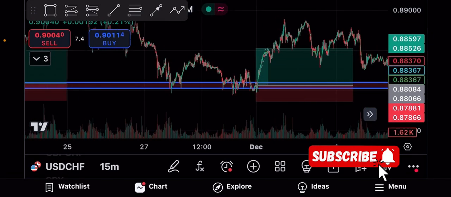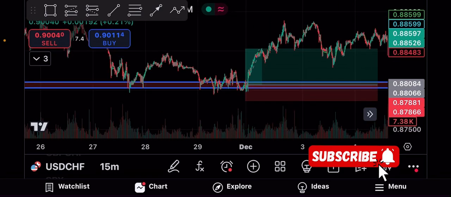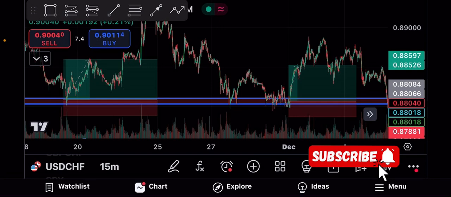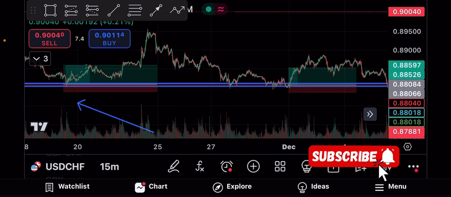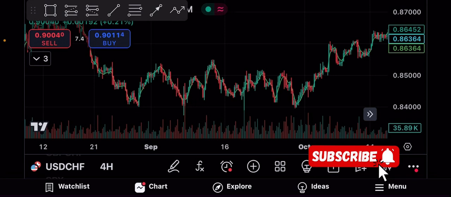So here, as you can see, if you took an entry here as a buy, you would have gotten out somewhere here, which is perfect. That is how you trade using the support level. Okay, now let's see how to identify the resistance level.